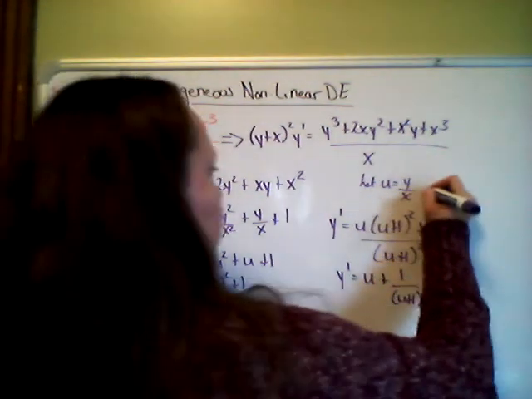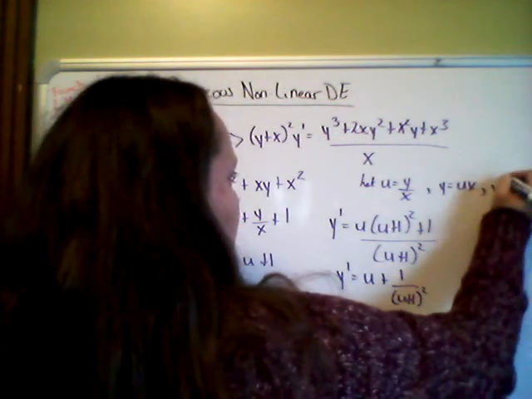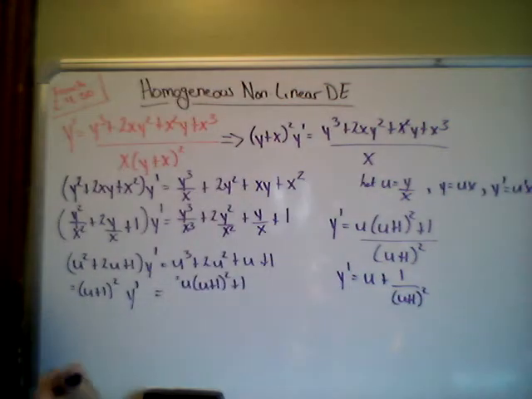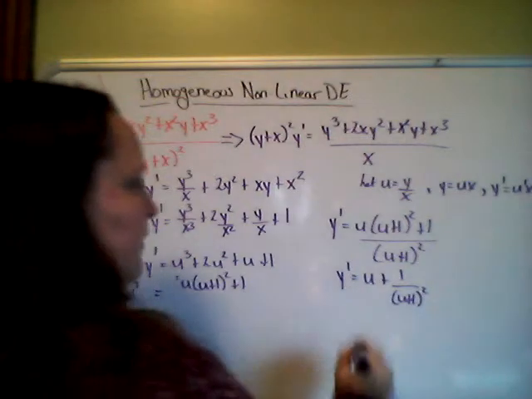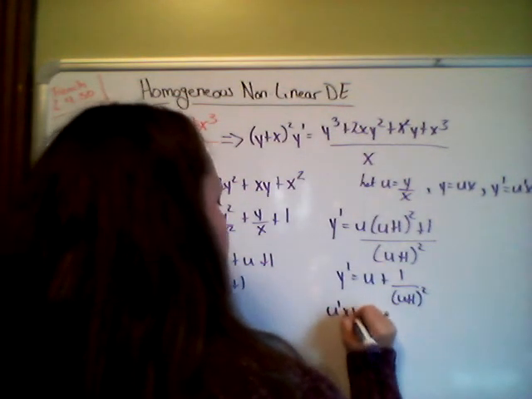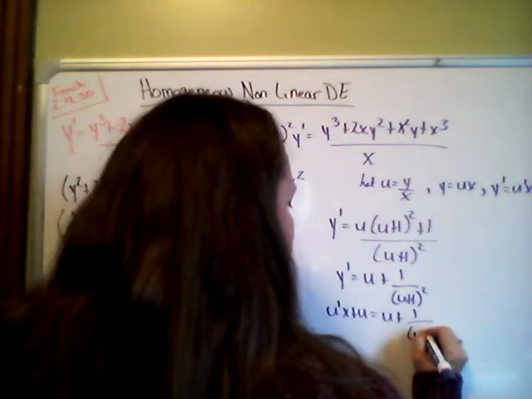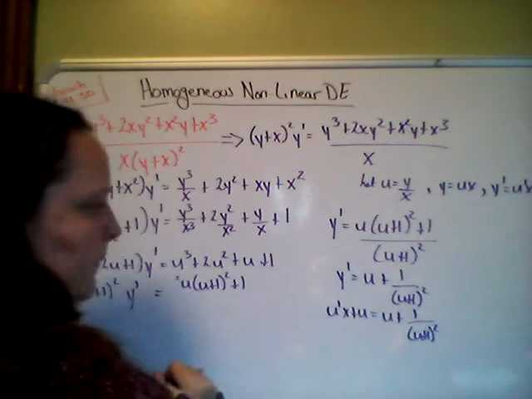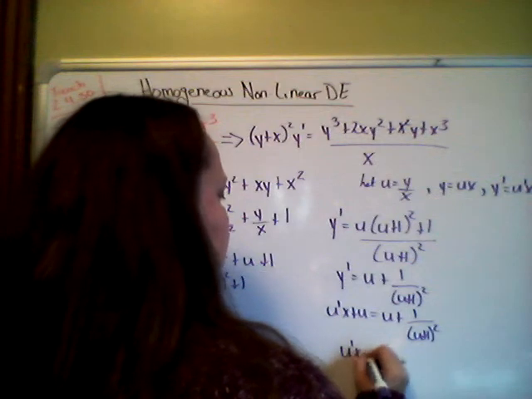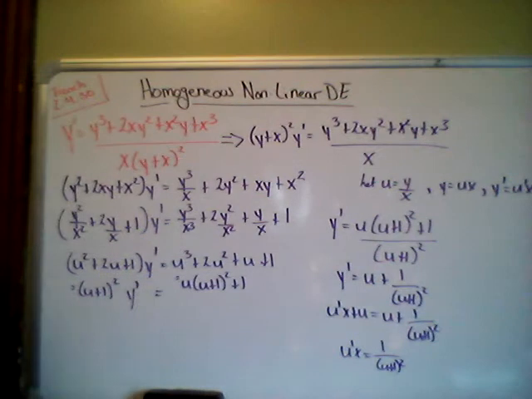Now from this, we can say that y is equal to ux, and that y prime is equal to u prime x plus u. If we substitute that in here, we get u prime x plus u equal to u plus 1 over (u plus 1) squared. We're going to subtract u from both sides, so that we have u prime x equal to 1 over (u plus 1) squared.